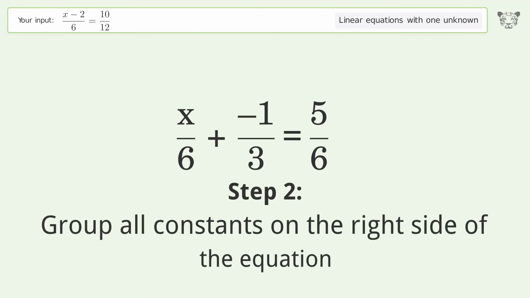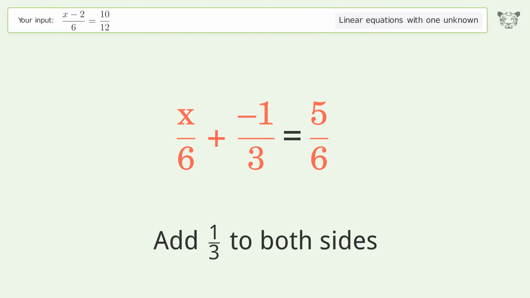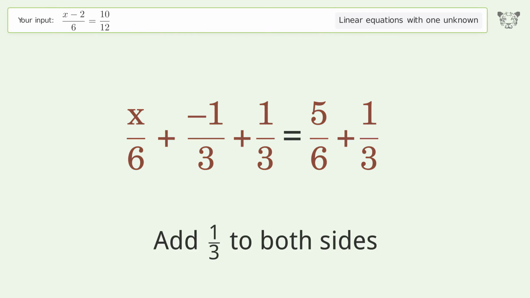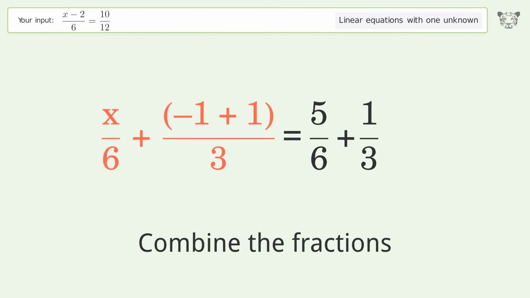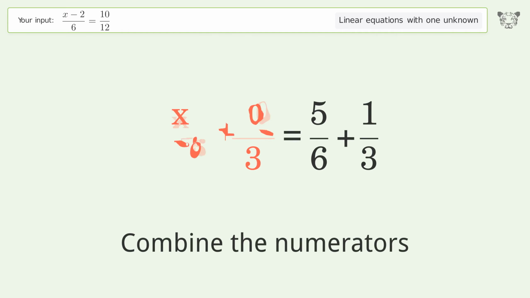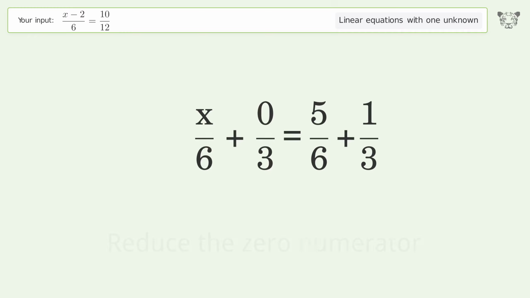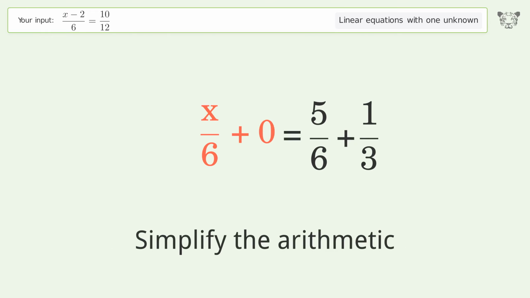Group all constants on the right side of the equation. Add 1/3 to both sides. Combine the fractions. Combine the numerators. Reduce the zero numerator. Simplify the arithmetic.